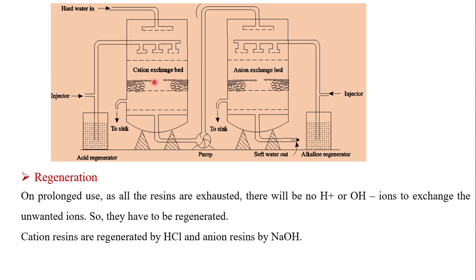These are the resins, cation exchange resin and anion exchange resin. Column 1 is filled with the cation exchange resin and column 2 is filled with the anion exchange resin. So what is the difference between these two?